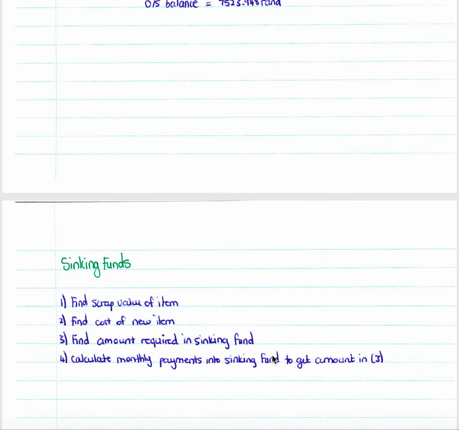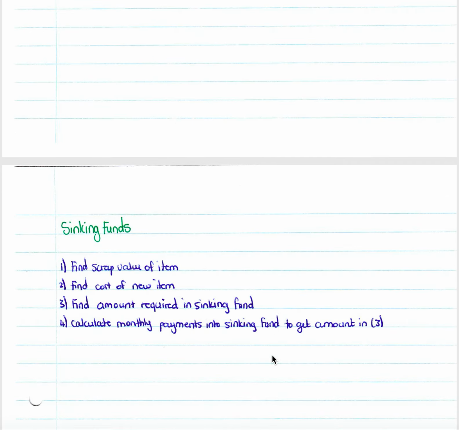Lastly, we move on to sinking funds, which is often asked in the financial math section. They'll often say a company has set up a sinking fund and give you a whole lot of different scenarios and amounts. You need to follow these 4 steps. You need to find the scrap value of the item, which is often given to you. Find the cost of a new item. They'll often tell you in 4 years it will cost this, or they will say inflation is at this rate, calculate how much it will cost in 4 years.